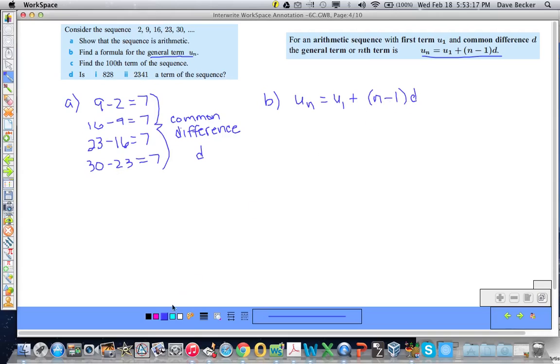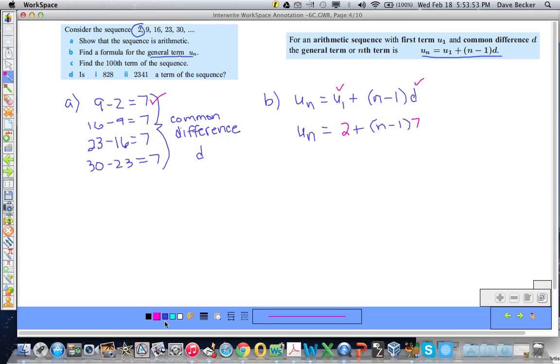So all we need for the general term is the first term and the common difference. Okay, so u sub n is going to equal, the first term in this sequence is 2, right? So that would be 2 plus n minus 1, and then I just need the common difference d, which we already know to be 7. And then I can simplify that.